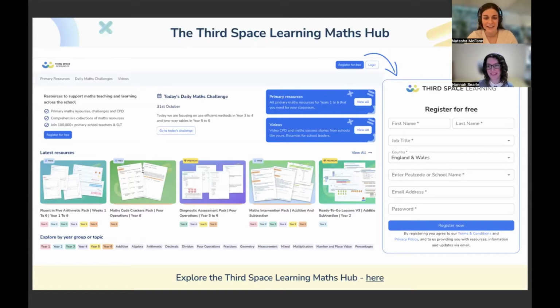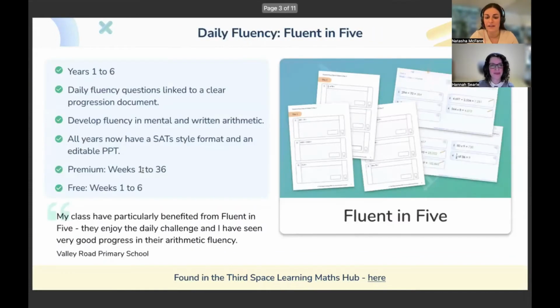Great, thanks, Hannah. Okay, we're done with the logistics around how the Maths Hub works, and we'll now start going through some of our favourite resources and how you can use them in the classroom. We're starting with none other than our most popular resource, Fluent in Five. I'm sure there are lots of teachers on the call who already use this. When I'm speaking to schools, they often know us because of Fluent in Five, the one they're most familiar with. So, Hannah, what is it and why is it so popular?